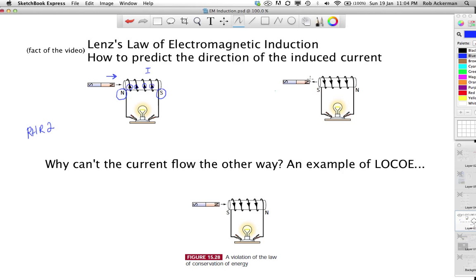What about if you remove the north pole as indicated by this arrow? The north pole is now being removed. Now the book tells you that the current goes the other way. Take your right hand and make your fingers point down, okay? However, they have to be pointing down on the front side of this solenoid.